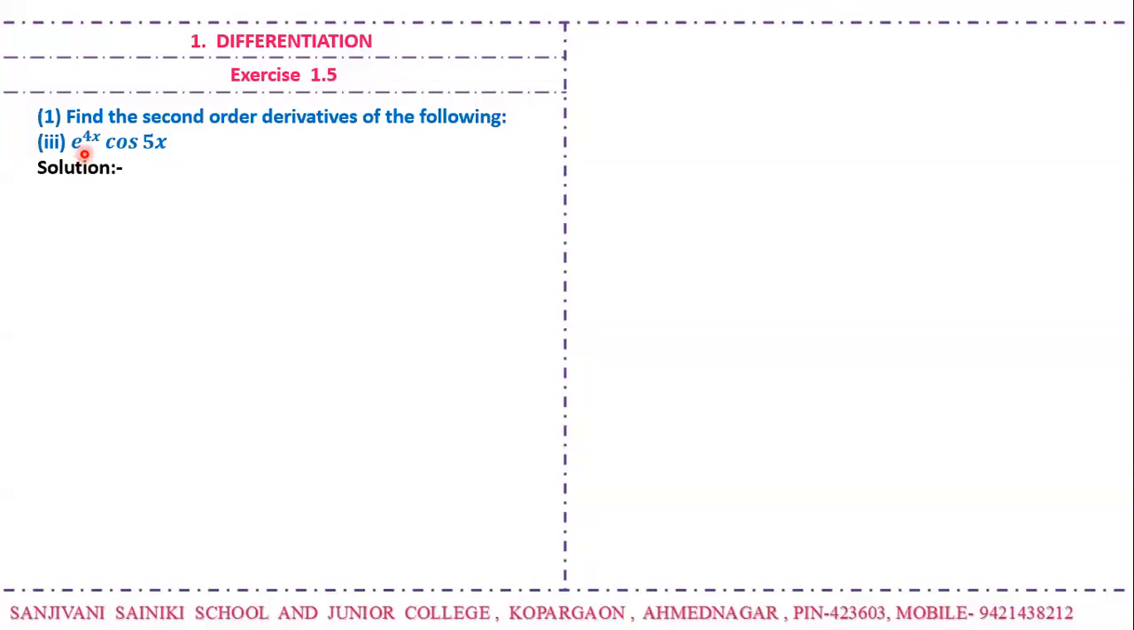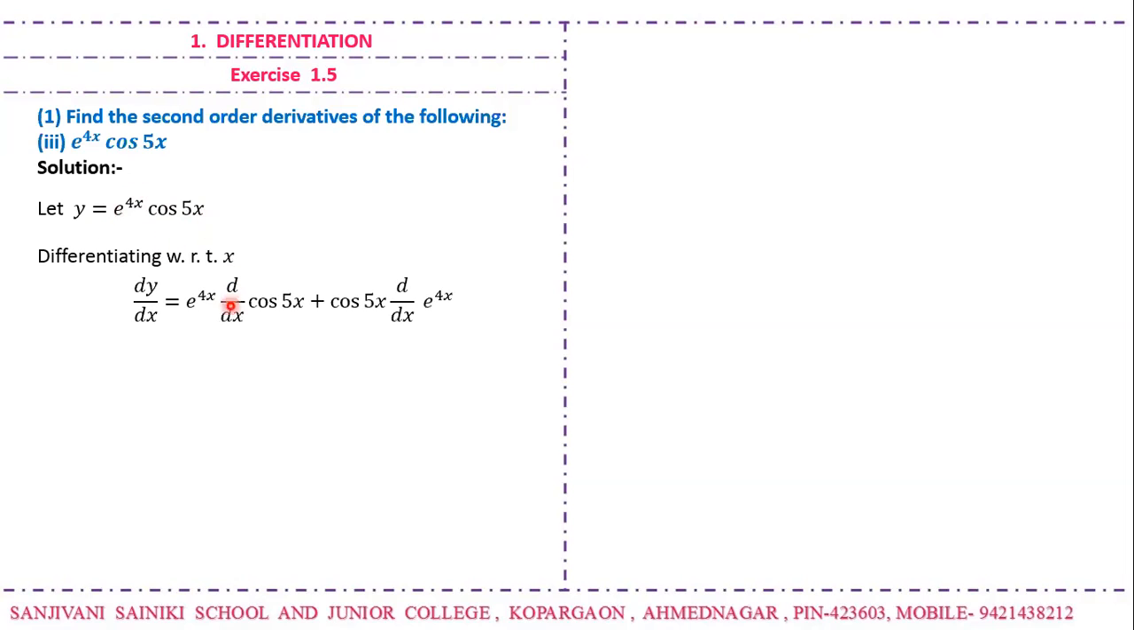Next problem, e raised to 4x into cos of 5x. Let y is equal to e raised to 4x into cos 5x. Differentiating with respect to x, again we have to use the product rule. First function as it is into derivative of the second function plus second function as it is into derivative of the first function. So the derivative of cos of f of x is minus sin f of x into f dash of x. F dash of x means derivative of 5x, and the derivative of 5x is 5.